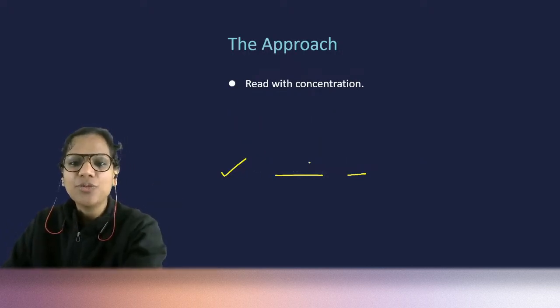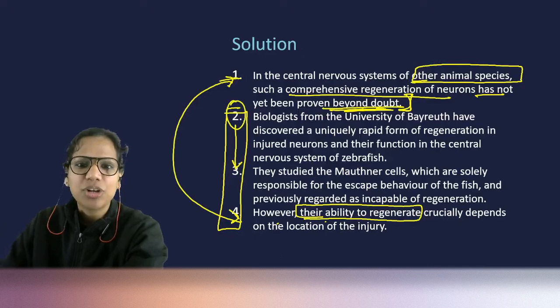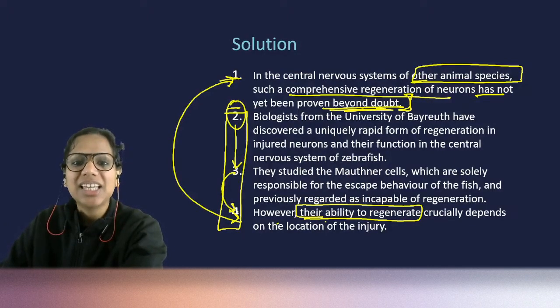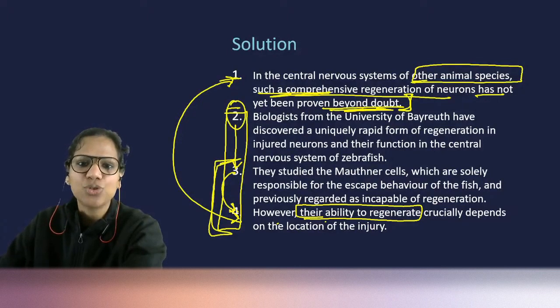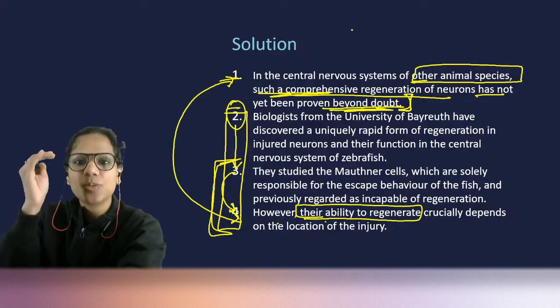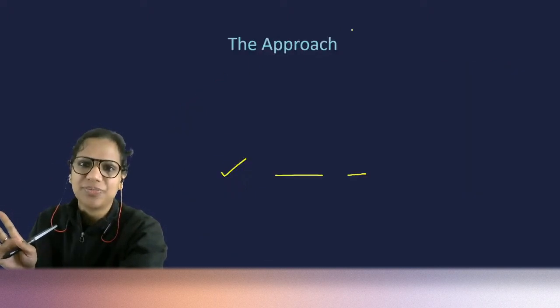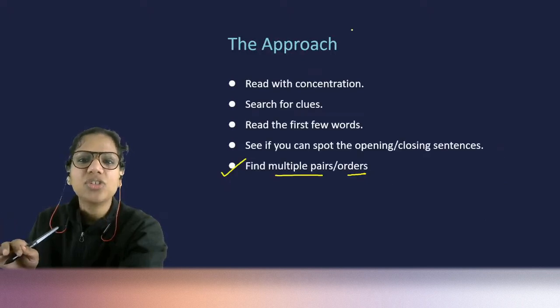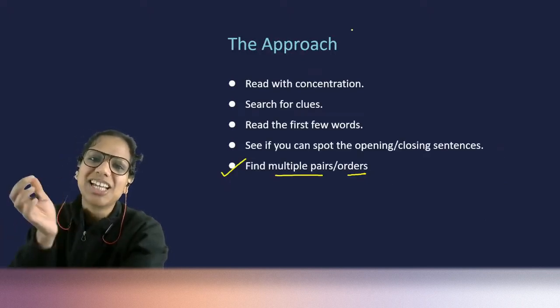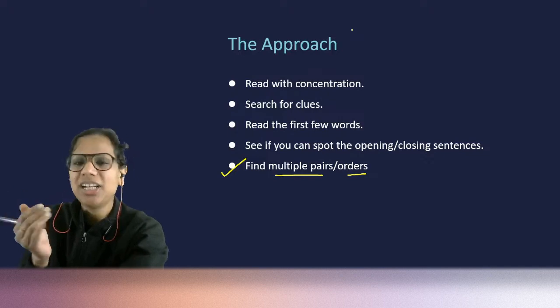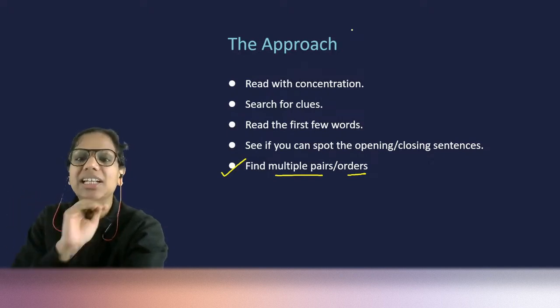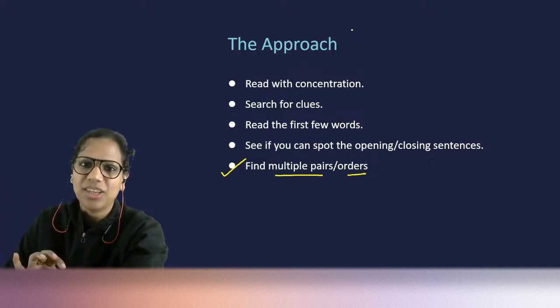Okay, so here for instance, I first spotted that 2, 3 is a pair. Then I related 3 with 4. And then I said that, okay, such a comprehensive regeneration, we are talking about this 3 and 4. So that's why 3, 4, 1 is a sequence. So I spotted 3 pairs here, right? Not just 1 or 2. Because if you spot just 1 or 2, then you arrange the remaining sentence just randomly in the beginning or at the end, and that's where you make a mistake. The entire thing goes wrong then.